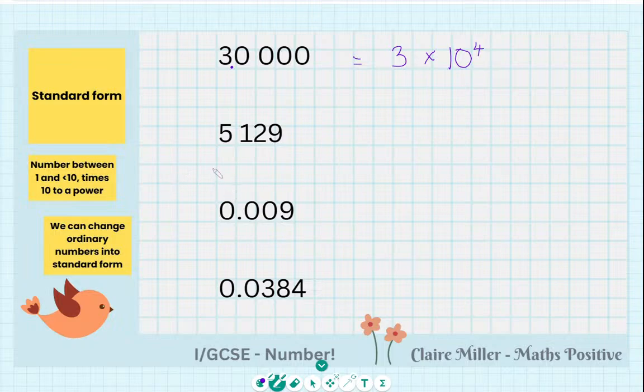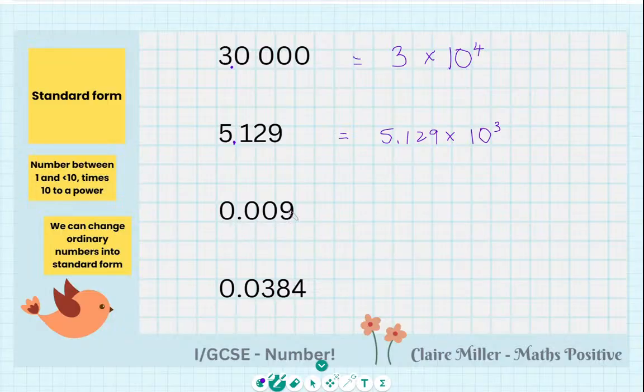Same here. Where would the decimal point have to go for this to become a number in between 1 and less than 10? This bit's really super important to get right. It would have to go there. So our number would be 5.129. But we have to also explain how we would get it back to where it started. We'd have to times by 10 3 times. So we write that as 10 to the power of 3. Okay?